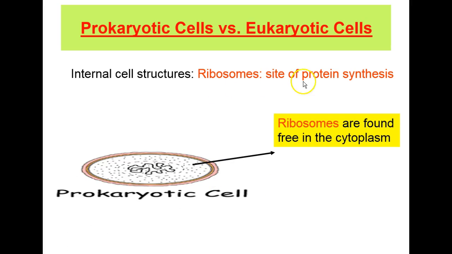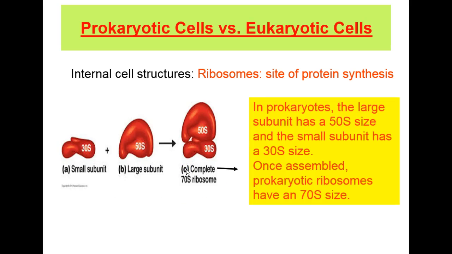Ribosomes are also the site of protein synthesis in prokaryotic cells. Ribosomes are found free in the cytoplasm of prokaryotic cells. Prokaryotic ribosomes also are made of two subunits. The small subunit is a 30S subunit. The large subunit is a 50S subunit. Once assembled together, the ribosome has a 70S unit size.